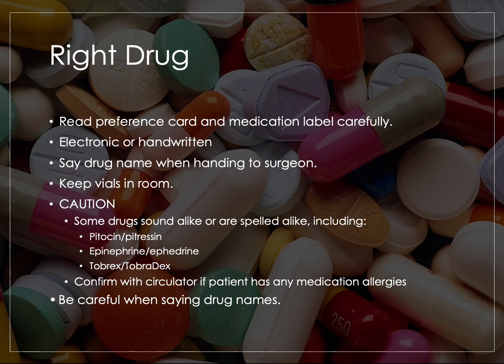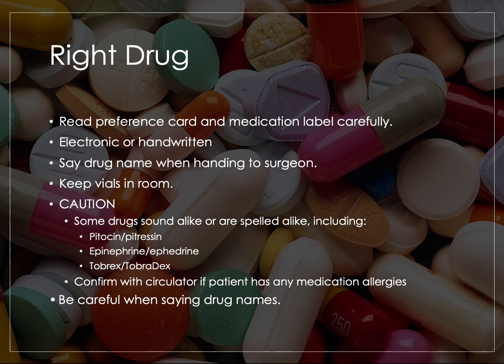We want to be really careful when we're saying drug names because some drug names sound a lot alike or they are spelled a lot alike. Some examples are Pitocin and Pitressin, epinephrine and ephedrine, Tobrex and Tobradex. Again, if there is ever any question about a medication that you're using on the field, you want to throw it out and get new. When in doubt, throw it out.